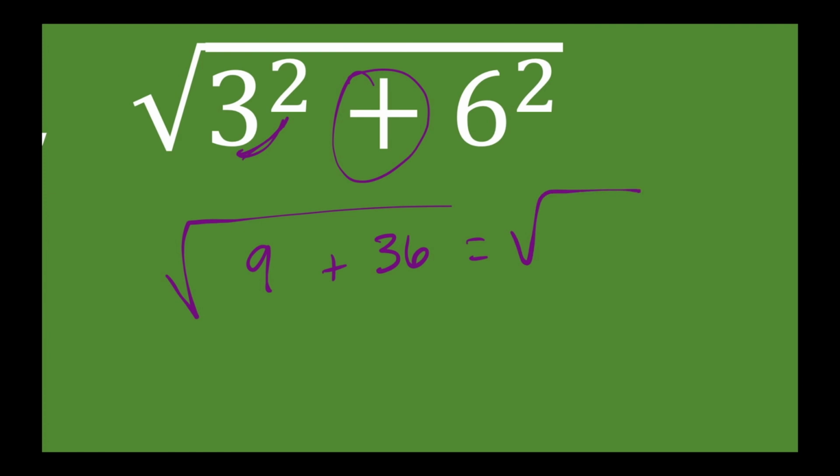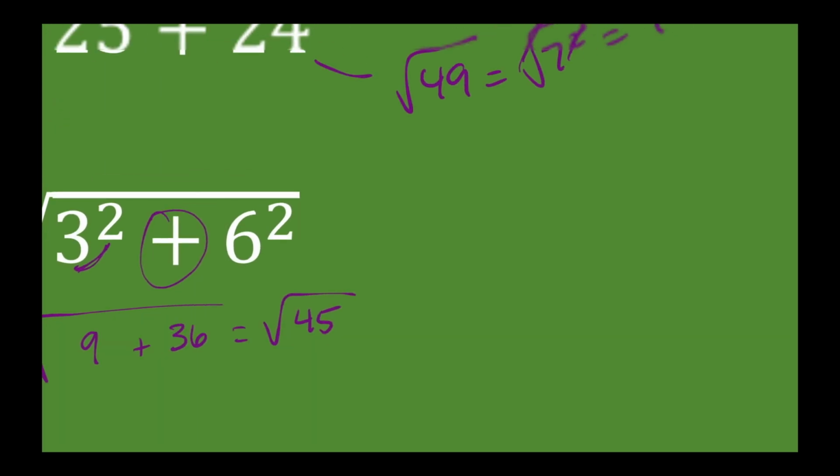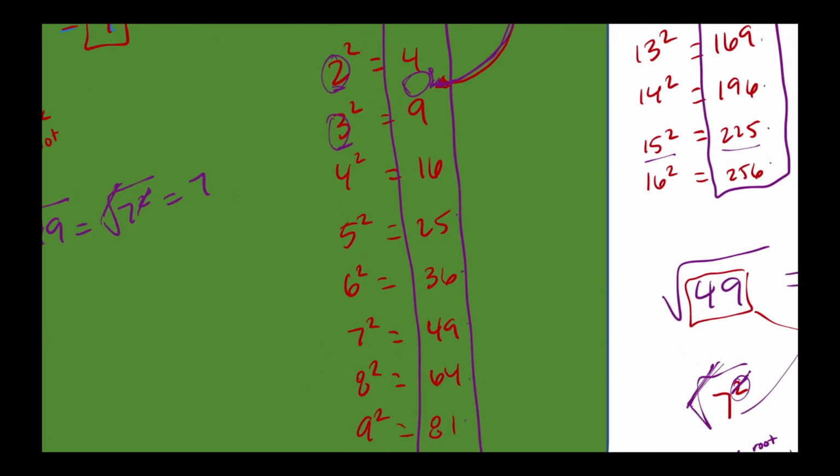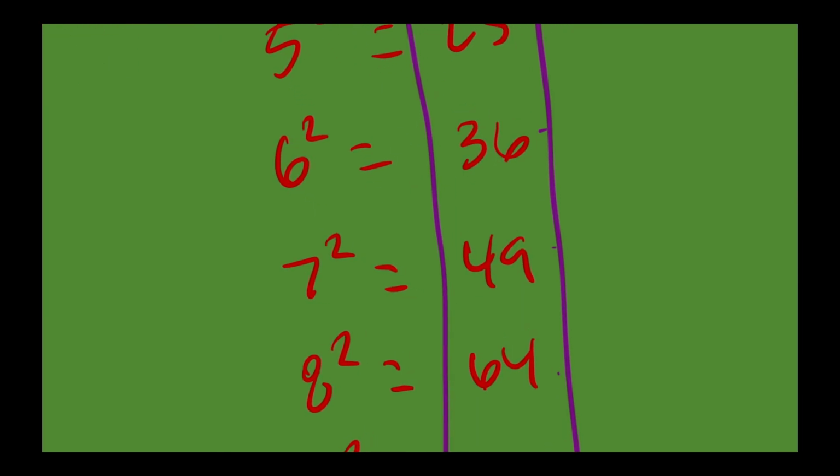Okay, and so what's 9 plus 36? 45. And so 45 is not a perfect square, is it? It's not a perfect square. When we look at our list of perfect squares, it's not there. But where is it? 45 is about right here, isn't it? It's in between 36 and 49. So that means my answer is between 6 and 7. So if you say 6 point something, you're right. It's in between, because the square root of 36 is 6. The square root of 49 is 7. So the square root of 45 is somewhere in between there.